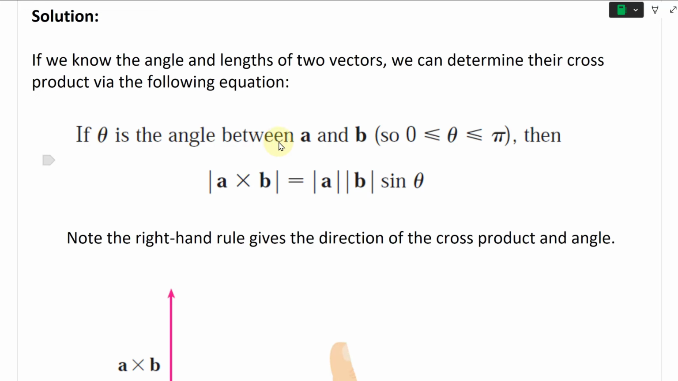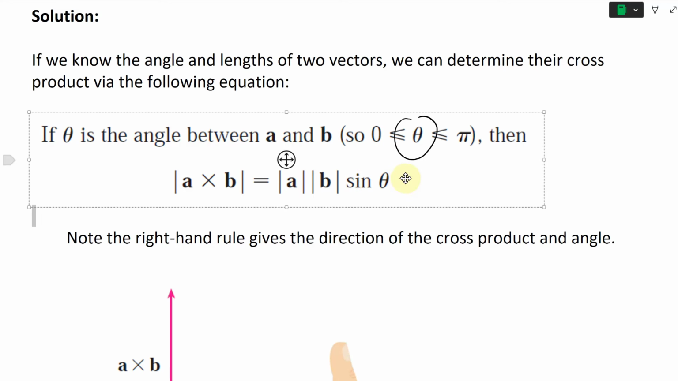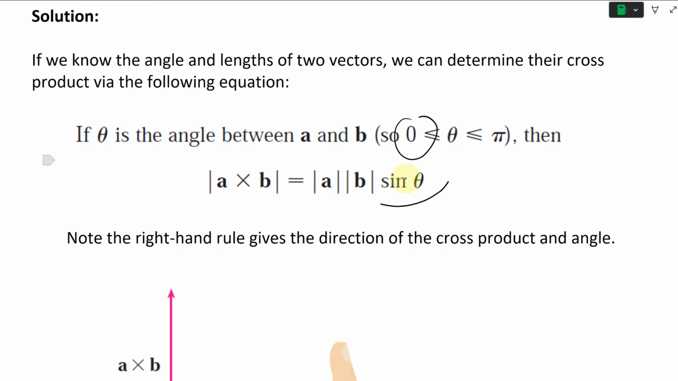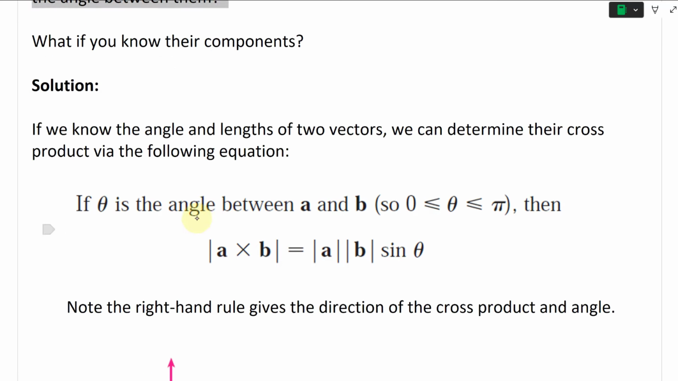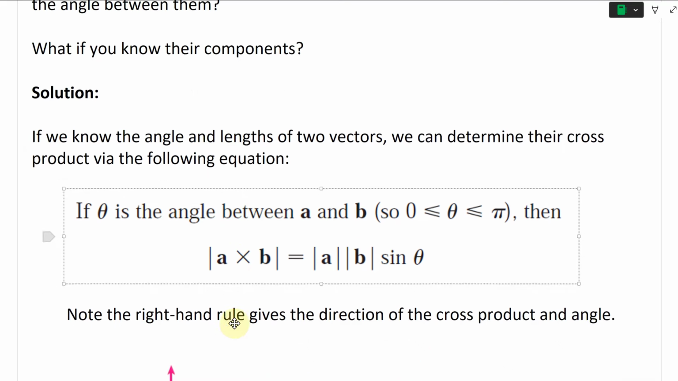If theta is the angle between A and B, so that theta is less than or equal to pi and greater than or equal to 0, then the length of A cross B is equal to the length of vector A times the length of B, and then sine theta as opposed to cosine theta. So this is the sine.